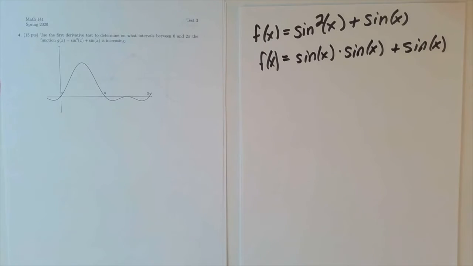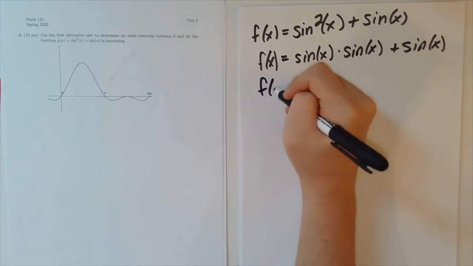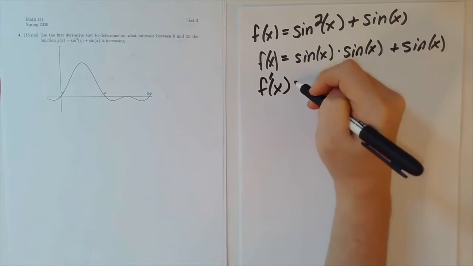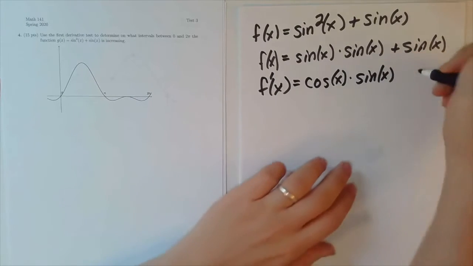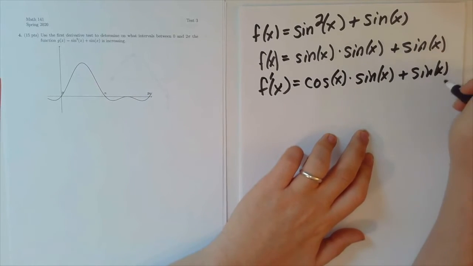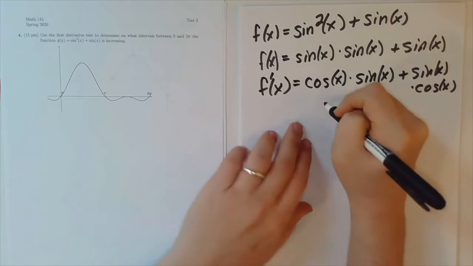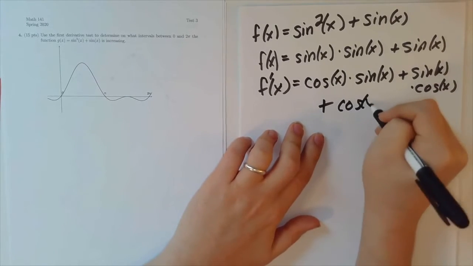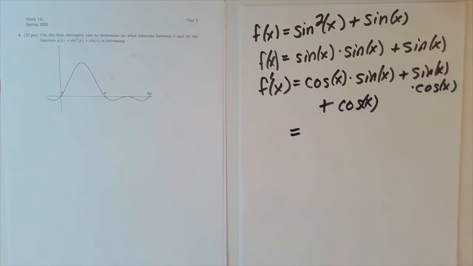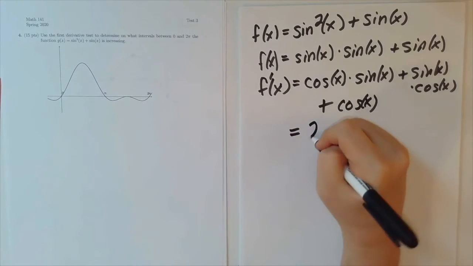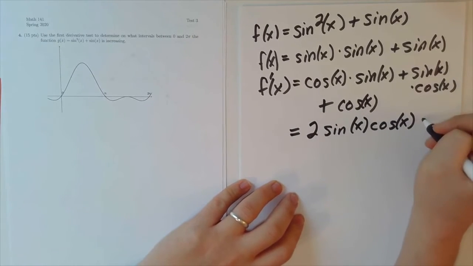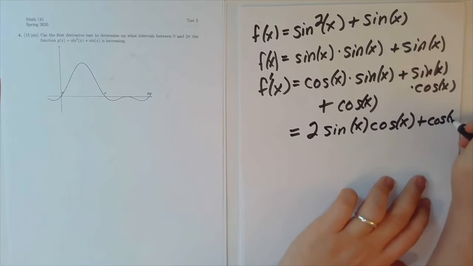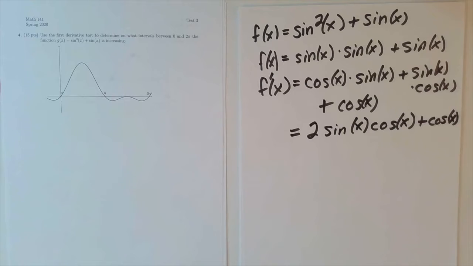Alright, so once I've written it like this, then when I go to take the derivative, this first part here, cosine of x times sine of x, plus sine of x times cosine of x, plus cosine of x. And so I want to clean all of that up as much as I possibly can. So that is 2 sine of x cosine of x plus cosine of x. And I want to know when this is 0.